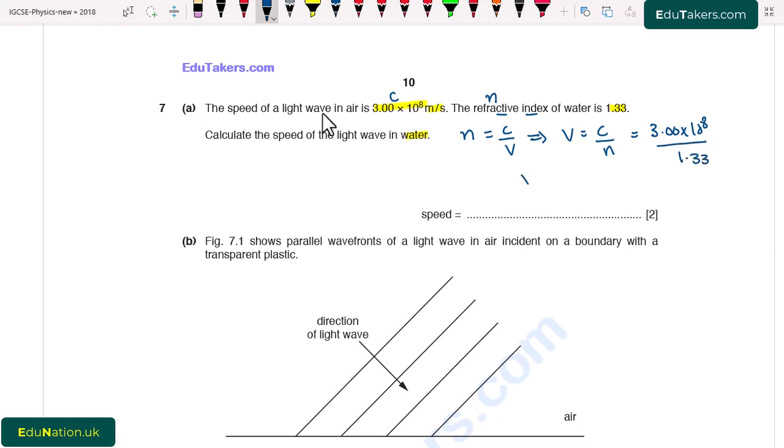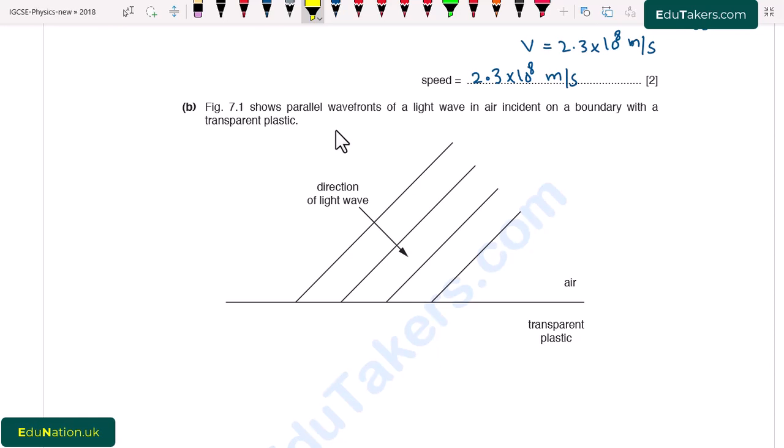So v comes to be 2.3 × 10^8 meter per second. So this is the value of speed of light wave in water. I write here it is 2.3 × 10^8 meter per second. Part B.